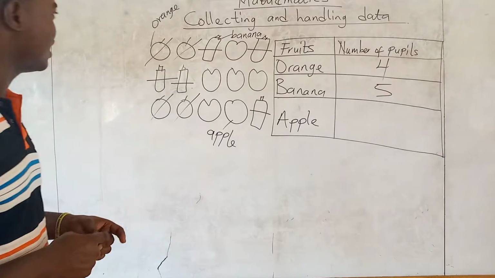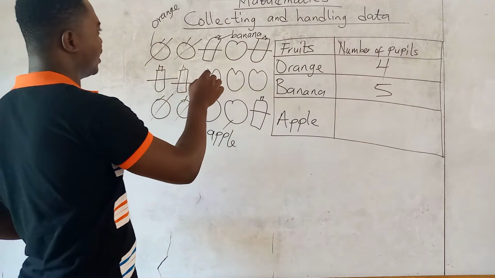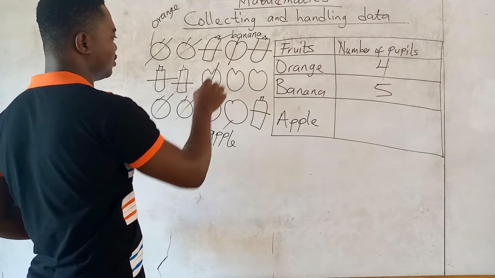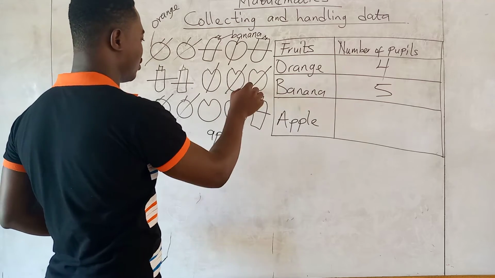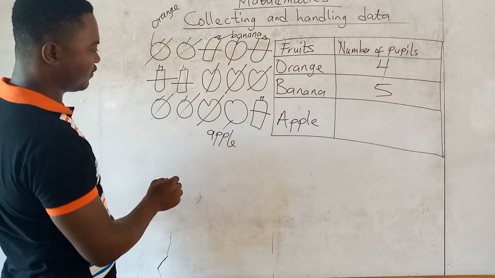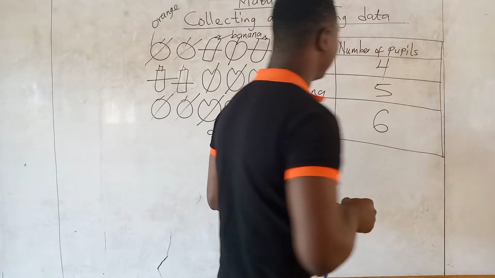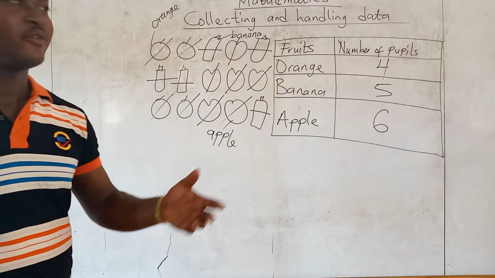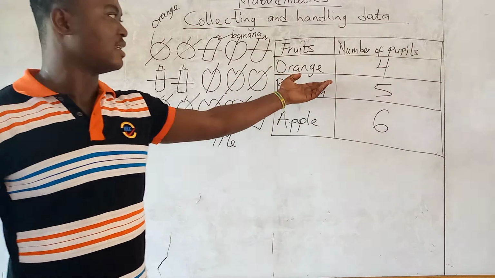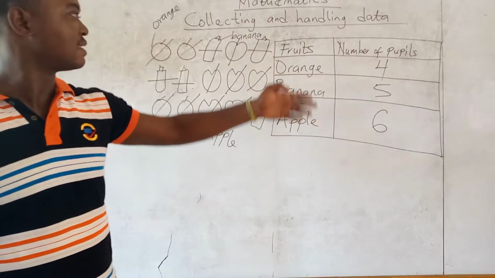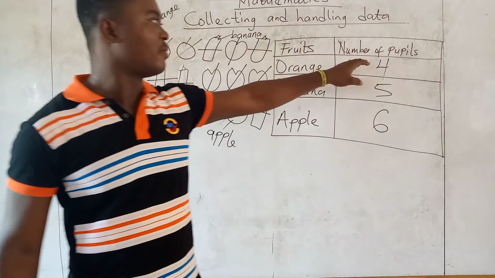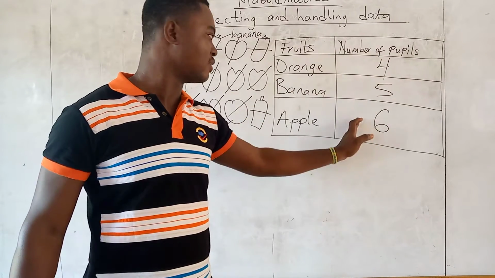And then let's see apple. We have apple here. 1, 2, 3, 4, 5, 6. So apple is what? 6. Good. Now we have represented our data nicely. If someone sees this, the person will know that these are fruits and these are the number of people who chose what? The kind of fruit.